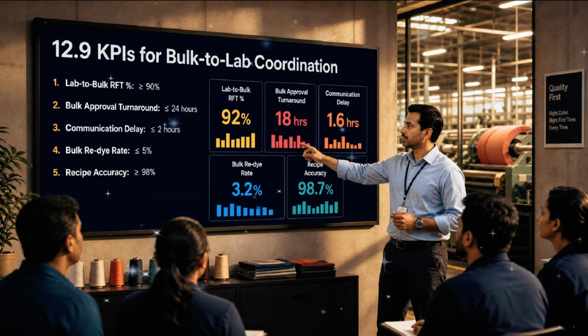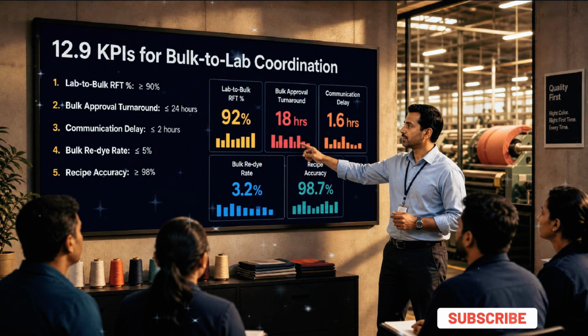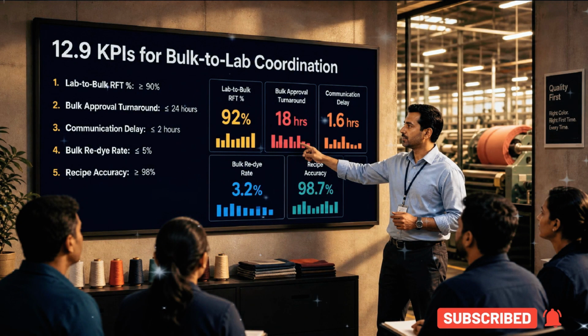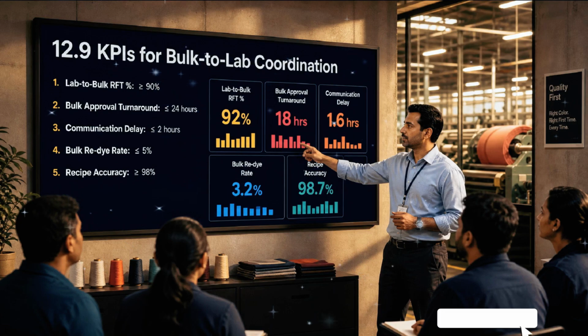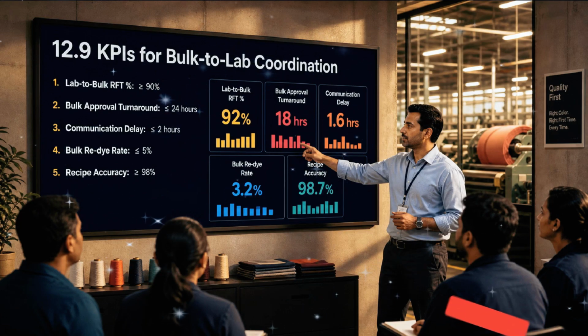To measure success, we track key performance indicators, or KPIs. These include maintaining a lab-to-bulk RFT of 90% or higher, keeping approval turnarounds under 24 hours, and limiting communication delays. Tracking these metrics ensures our processes remain efficient and accurate.